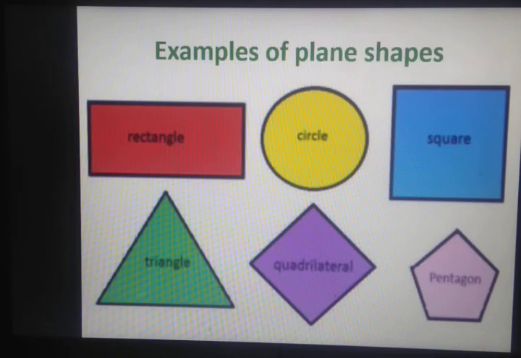It has four corners. Circle: a circle does not have any sides or corners. Next is square. A square has four sides, and all sides have corners. Next is triangle. A triangle has three sides and three vertices. Next is quadrilateral: four sides, four vertices. Pentagon: a pentagon has five sides and five vertices.